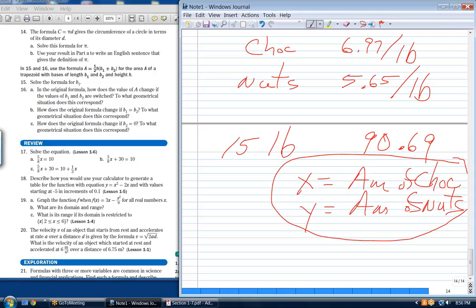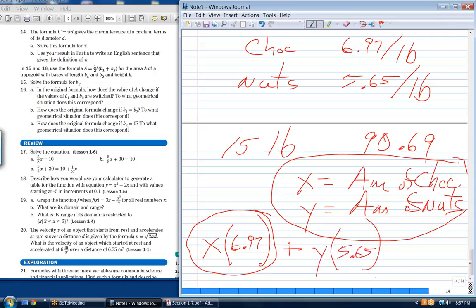So now I can write an equation. I know that I bought X amount of chocolate times $6.97 a pound. That'll give me my price of my chocolate, plus I bought Y amount of nuts. They are at $5.65 a pound, and I know I spent $90.69. So there's one formula with two variables in it. I can't solve that. I need another equation.